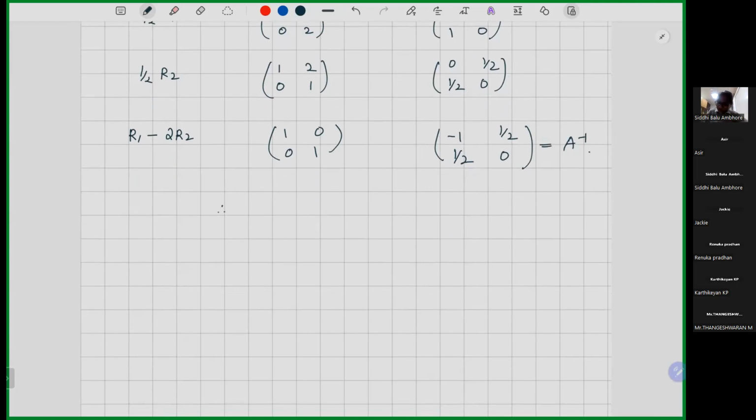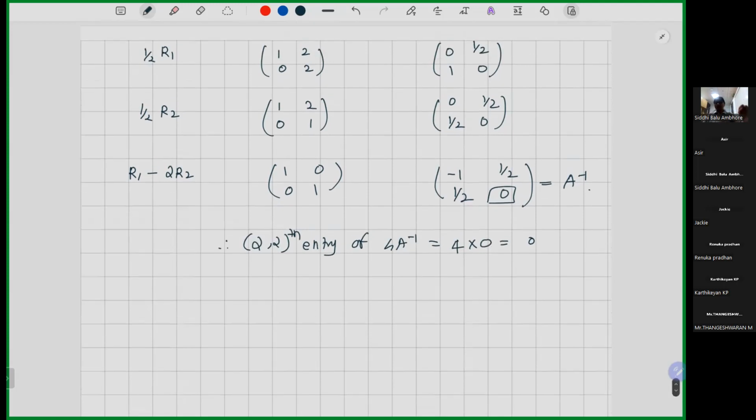Therefore, this was the two-two entry of 4 times the matrix A inverse. The two-two entry of 4A inverse is now 4 into 0, which is 0. Okay, is it clear now?